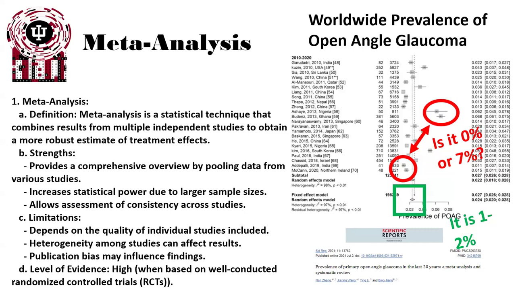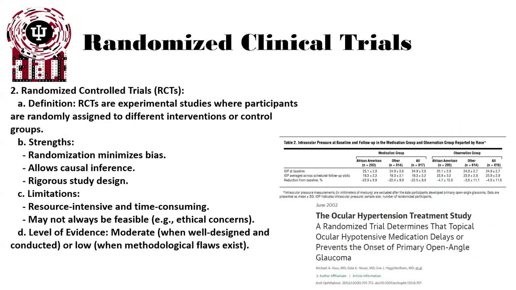Now, this still means that meta-analyses and systematic reviews have the highest level of evidence when we're thinking about evidence-based decision-making. The next highest level of evidence is randomized clinical trials. Randomized clinical trials are experimental studies where participants are randomly assigned into different intervention or control groups. And these have a lot of different advantages. They allow for randomization, which minimizes some of the biases that can occur. They can allow for causal inference. They can allow for rigorous study designs.